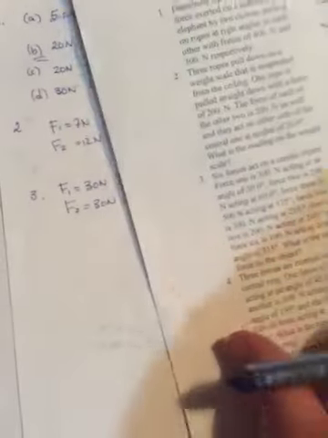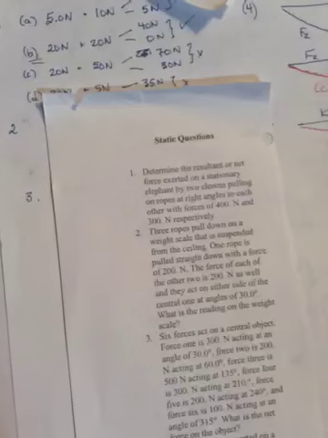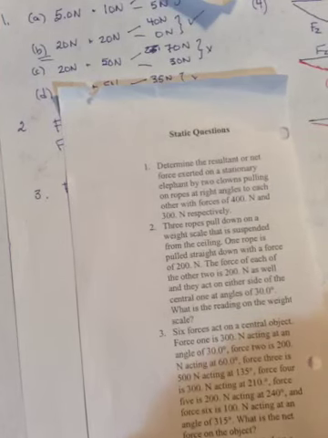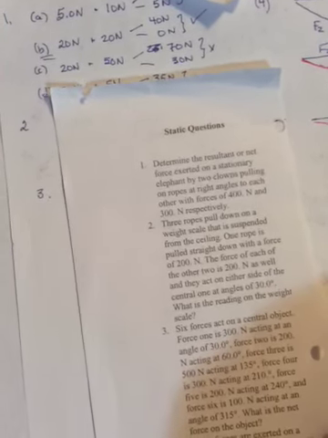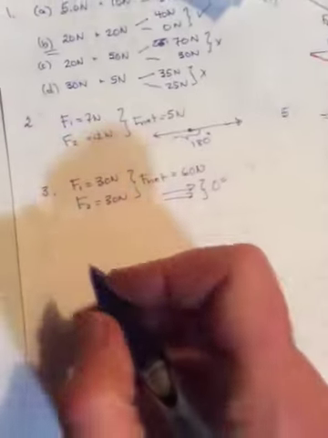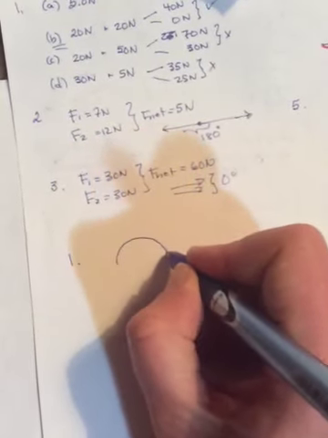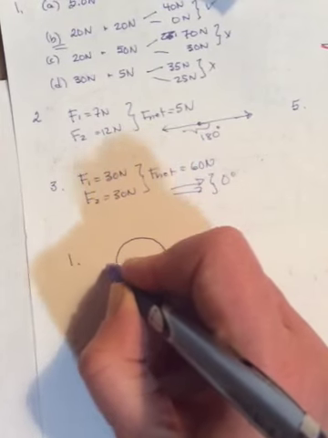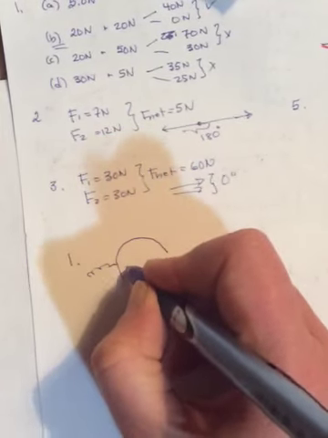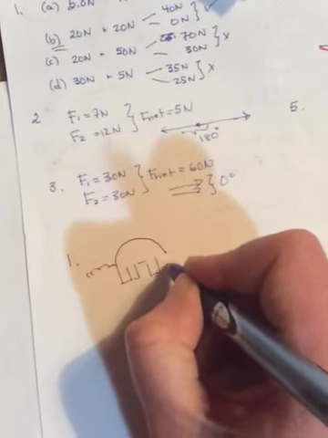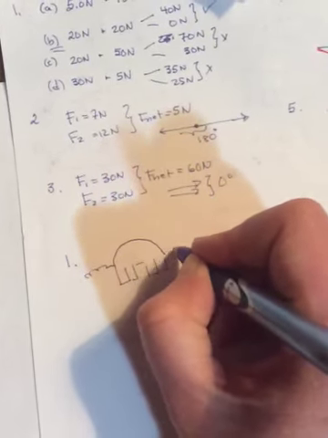The back side. Determine the resultant or net force exerted on a stationary elephant by 2 clowns pulling on ropes at right angles to each other, with forces of 400 and 300 newtons respectively. So it doesn't say direction. It just says at right angles.